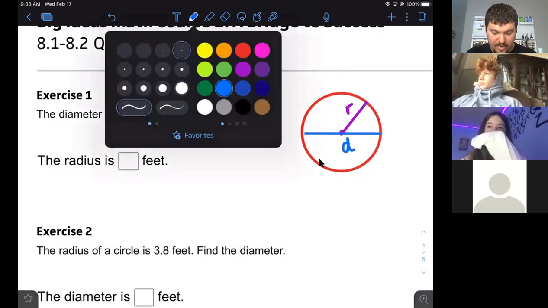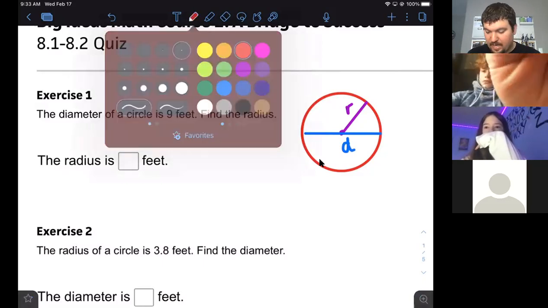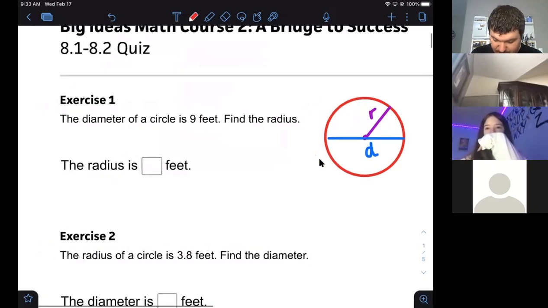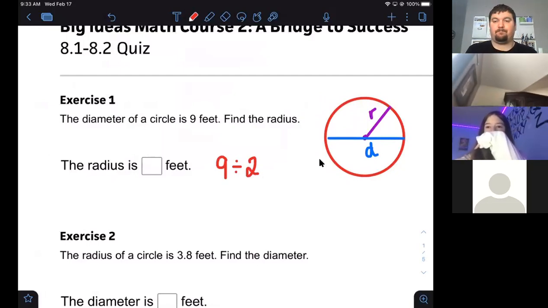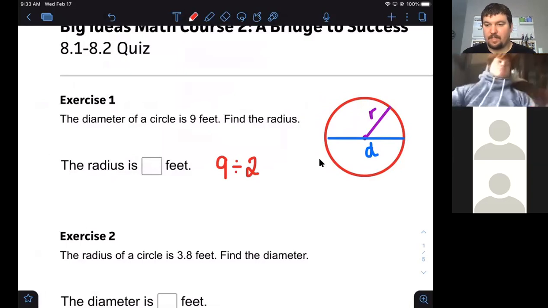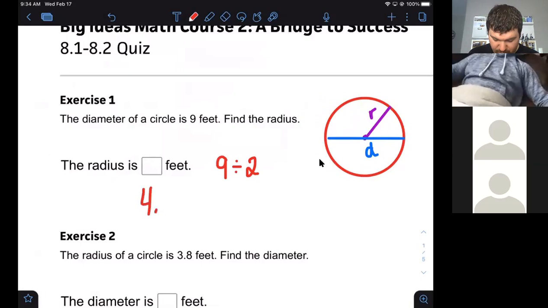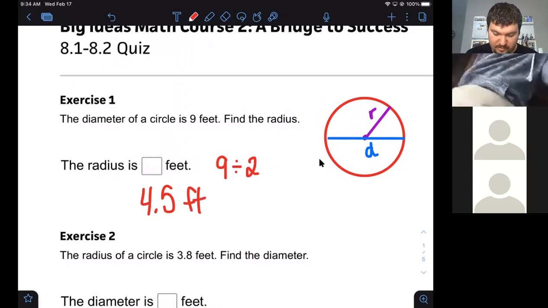And so that's what they're giving us here. They're saying the diameter is 9 feet. Find the radius. Okay, so because the radius is half of the diameter, all we have to do is take 9 and divide this by 2. Who can tell me what 9 divided by 2 is? 4.5. Nice job, 4.5, exactly. So then our answer for number 1 is going to be 4.5 feet. We'll have to make sure we label everything, but they do give us the labels in the problem. So 4.5 feet is your answer for number 1.